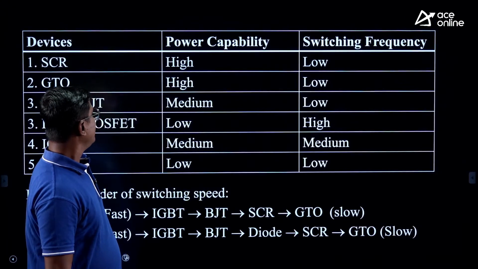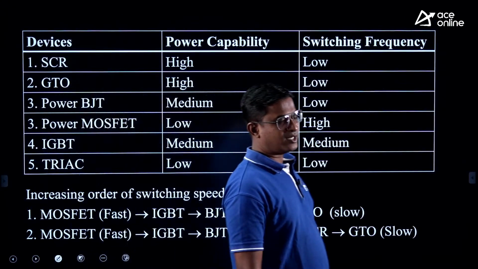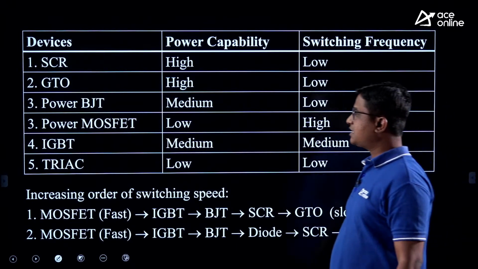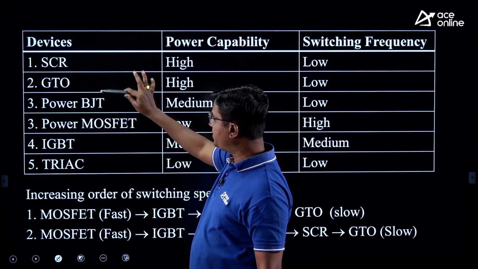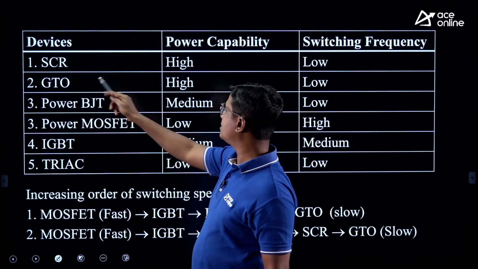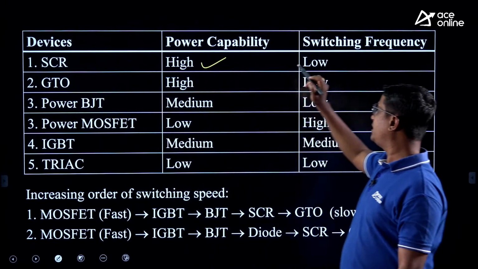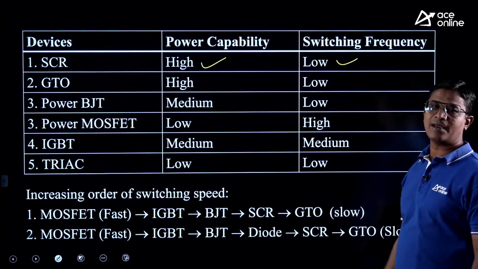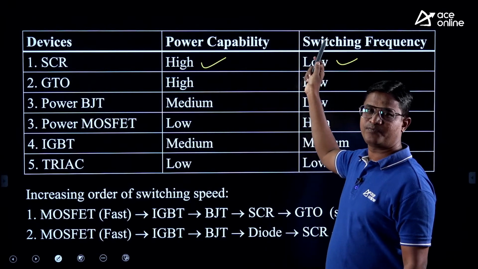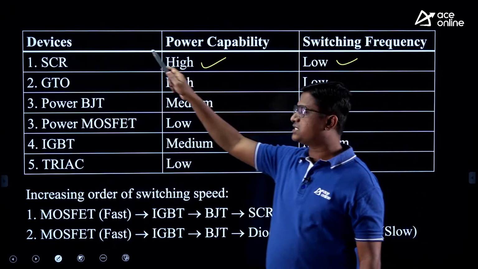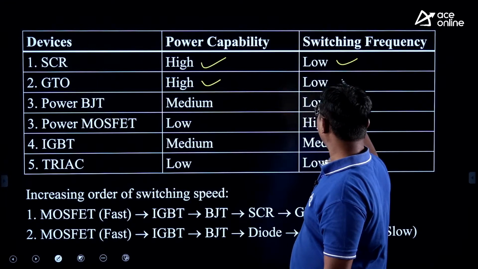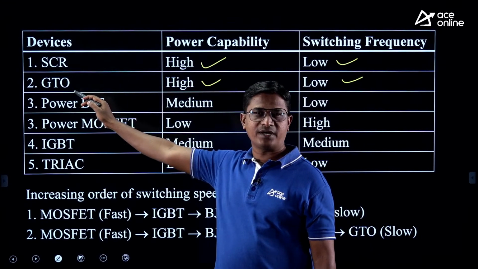So next, here is some important information, a table. We are having the devices like SCR, GTO, BJT, MOSFET, IGBT and triac. SCR is used for high power capability and low switching frequency applications, okay. So if they ask for high power, low frequency, which device is preferred? Your SCR, okay. Next, for high power, low frequency, GTO is also preferred.